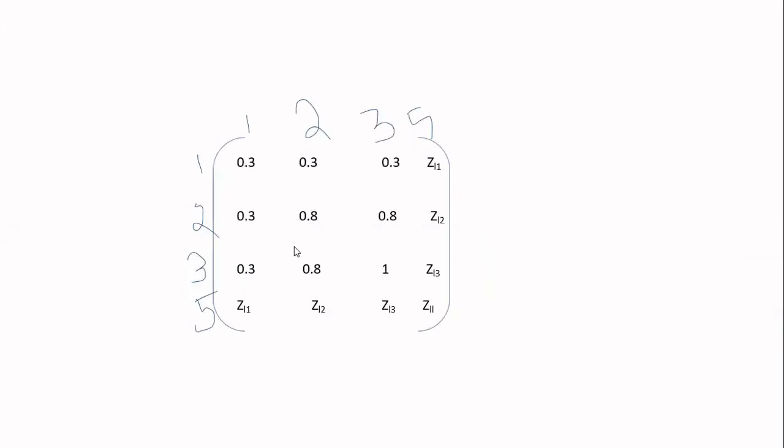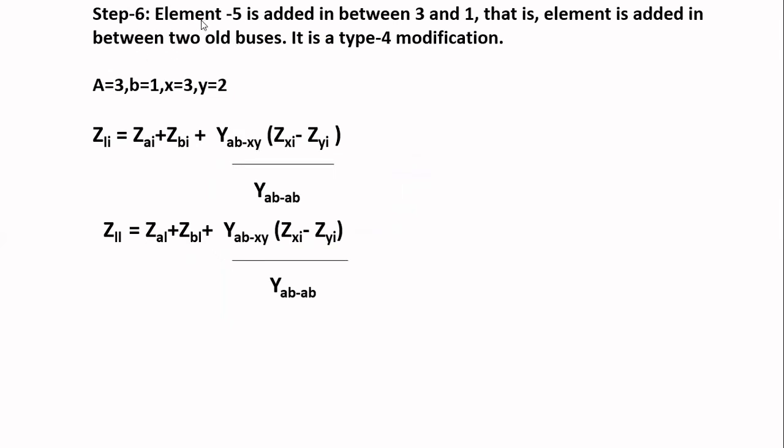Okay, this is the Z matrix after completing step 5. Next, we calculate step 6, that is, element 5 is added in between 3 to 1. And we have the mutual impedance in between 3 to 1 and 3 to 2. That's why we are using this formula. Also, this is the type 4 modification. If we consider the type 4 modification, it is a link. That's why, with the mutual impedance between the link, we consider this formula.